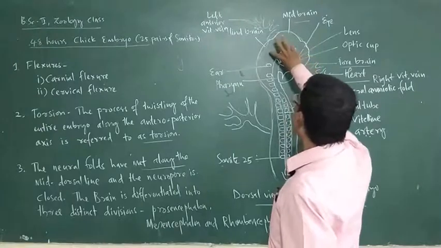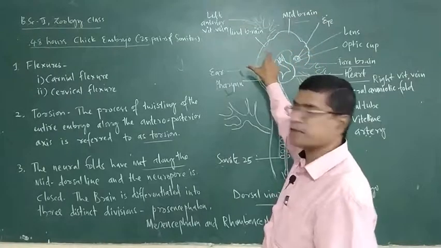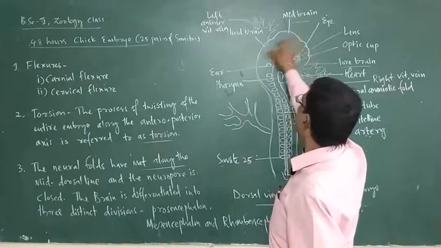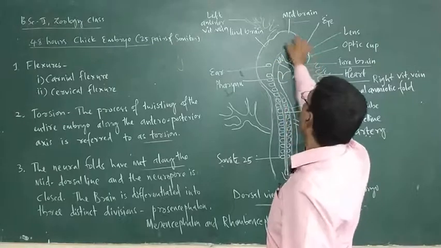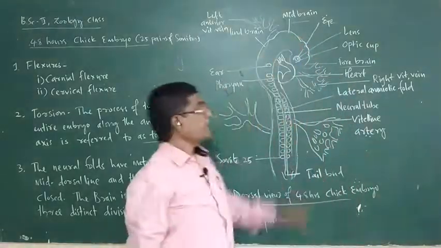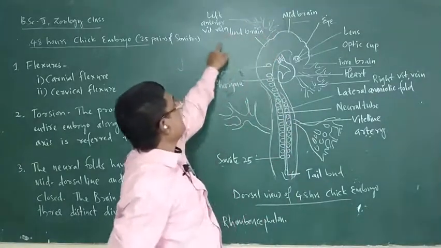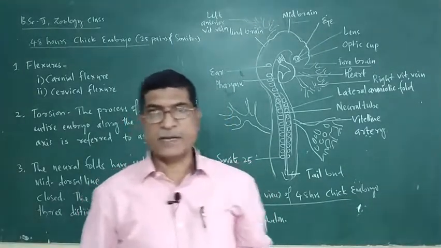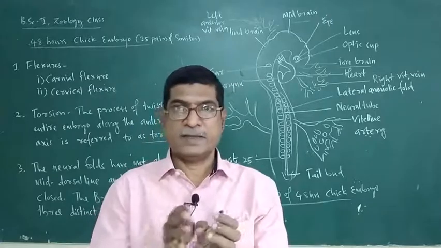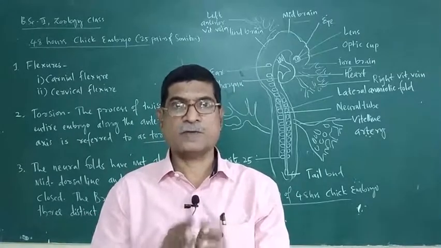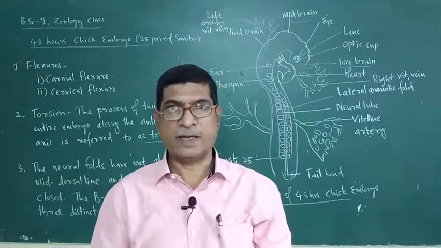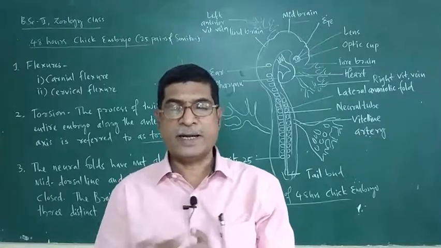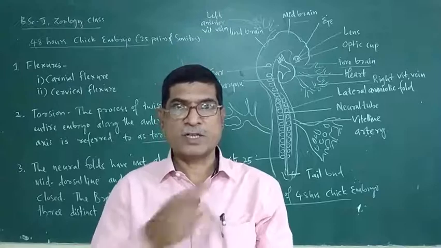You see the brain. The brain is twisted on its right side. This is the forebrain, midbrain, hindbrain. Forebrain is called prosencephalon, midbrain is known as mesencephalon, and hindbrain is called rhombencephalon. Thus, the brain has three differentiated parts: forebrain, midbrain, and hindbrain. So bendings occur between the forebrain, midbrain and hindbrain. As a result, torsion has occurred.